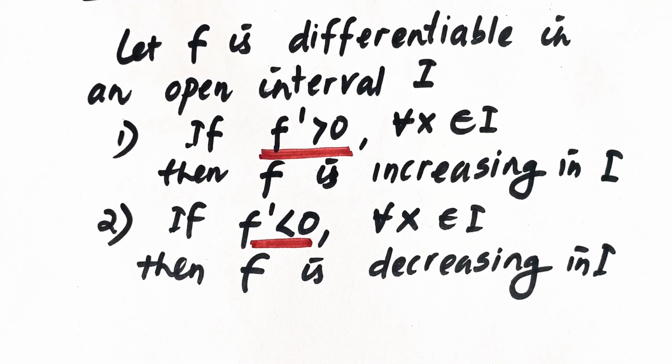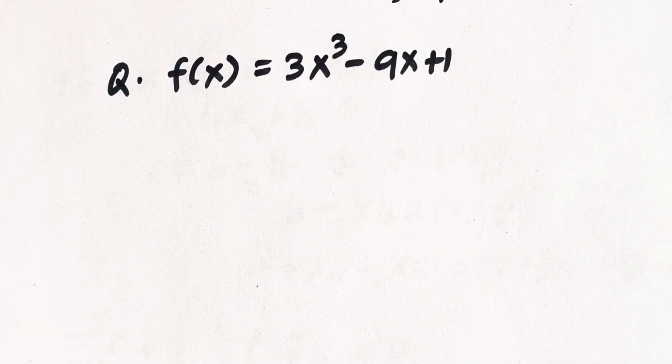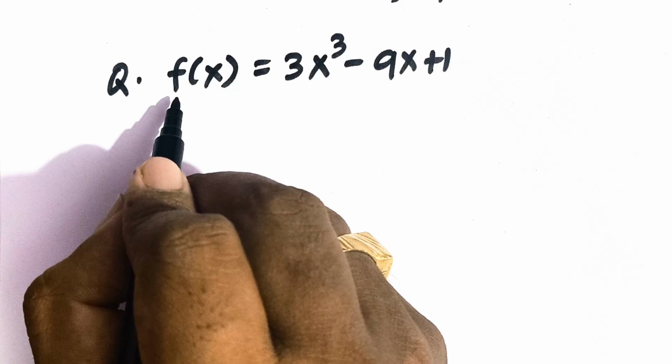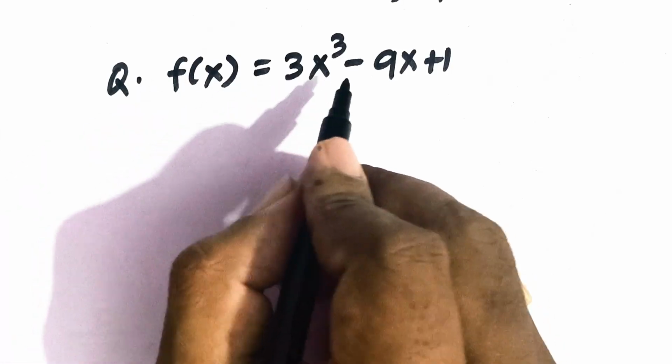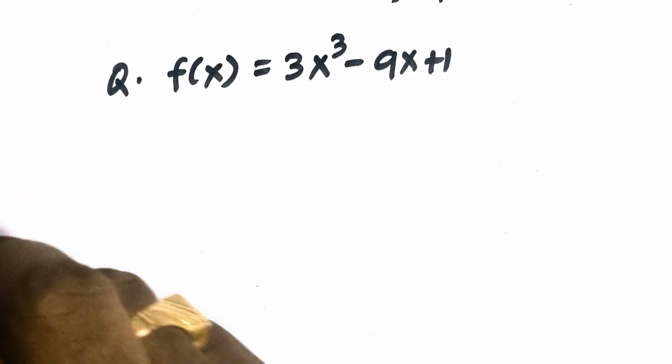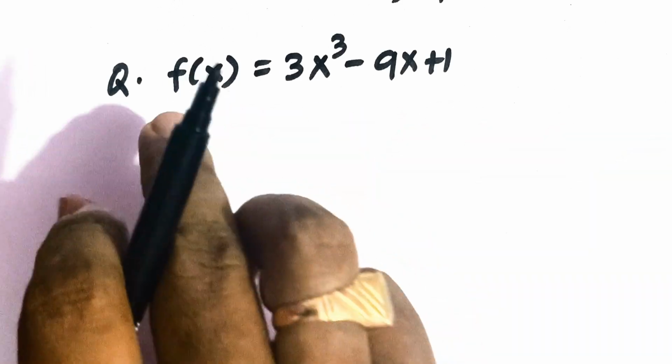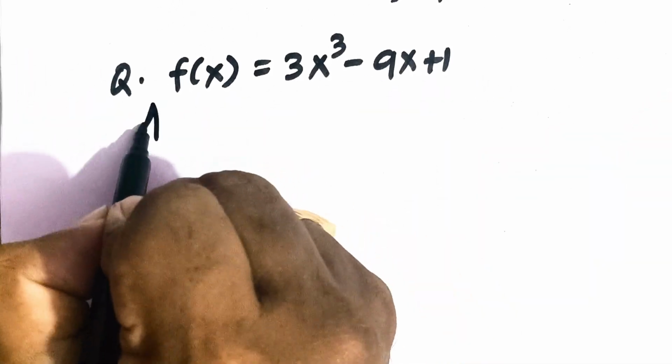Next, we will do a couple of examples where we shall use this concept to show where functions are increasing and decreasing. First, we have our function f as 3x cubed minus 9x plus 1, and we want to find the intervals where f is increasing or decreasing.